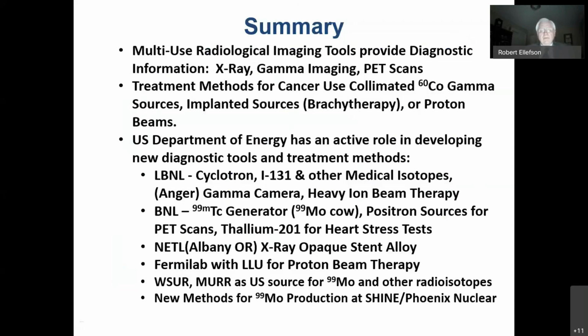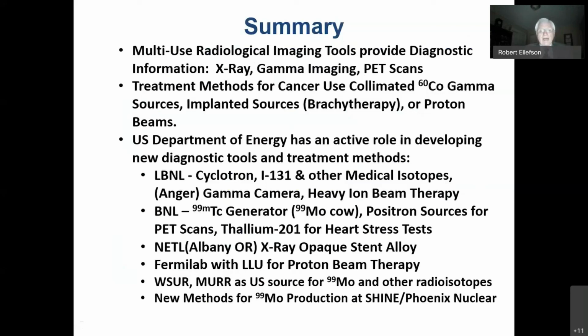But the other information that was interesting to me, at least, is that the Department of Energy has had an active role in developing many of these new diagnostic tools and treatment methods. So it clearly is a partnership. And just as a laundry list here, Lawrence Berkeley National Laboratory, first of all, gave us the cyclotron that generated an awful lot of chemicals in the periodic table.